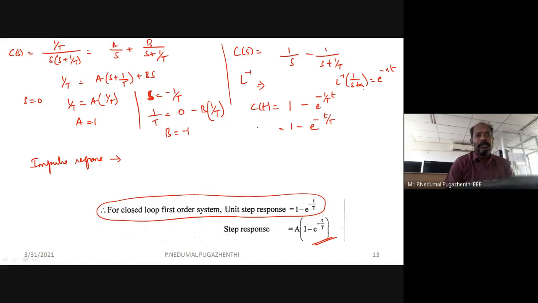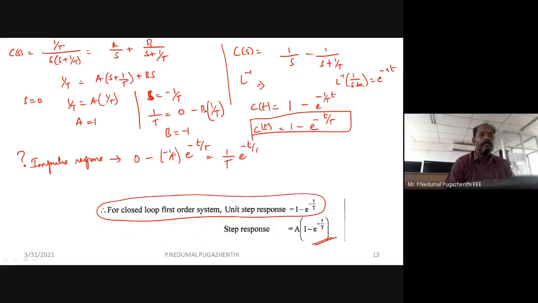This is your step response. If I want an impulse response, what will you do? From step to impulse, what do we normally do? You have to differentiate. If you differentiate it, what will you get? 0 minus of minus 1 by T e power minus t by T, which is equal to 1 by T e power minus t by T. So this is your impulse response.